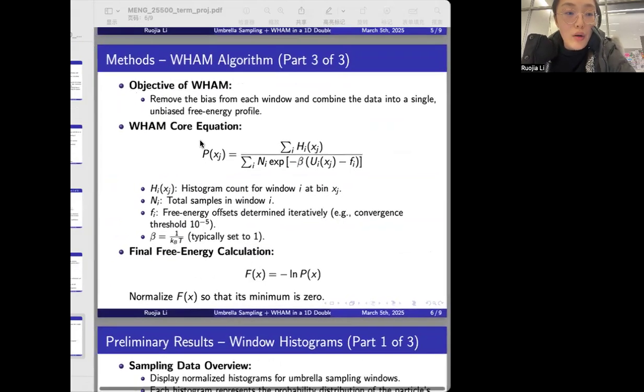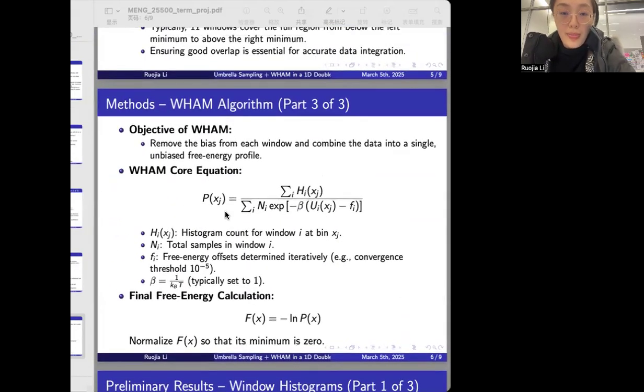And then comes the core equation of WHAM. Once the umbrella sampling runs are complete, we gather a set of biased histograms, each one reflecting how often the particle visited certain positions within its window. But these are not true probabilities of finding the particle at those positions in an unbiased simulation. That's why WHAM is useful.